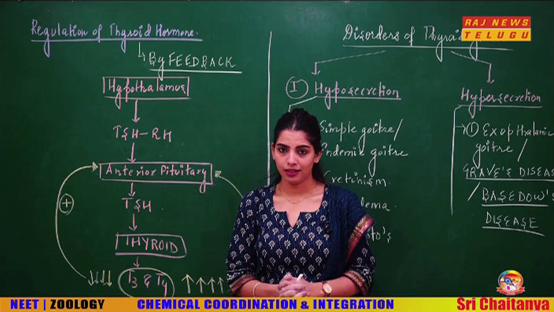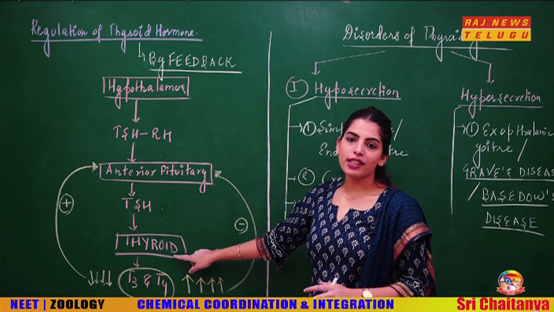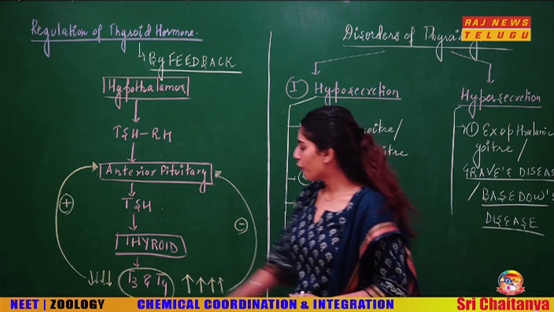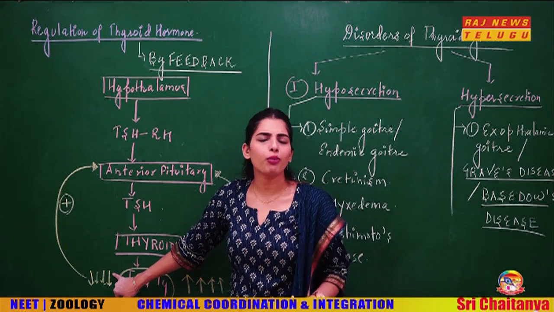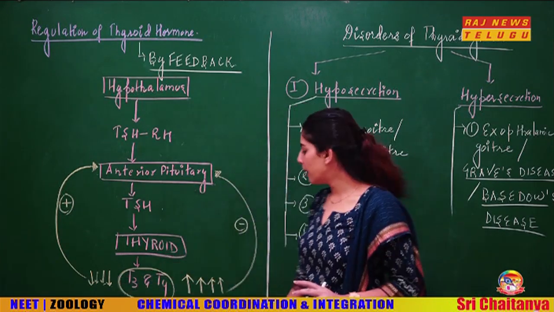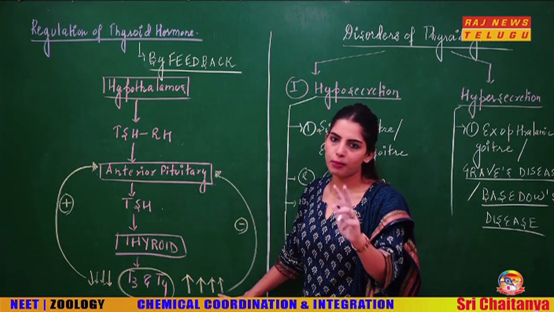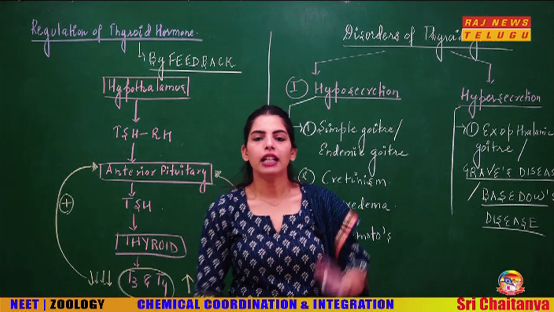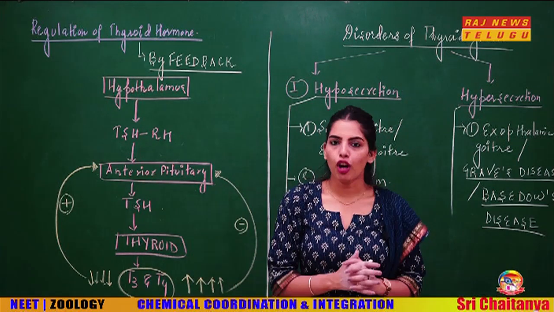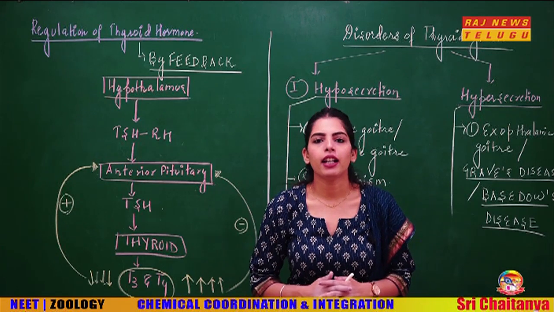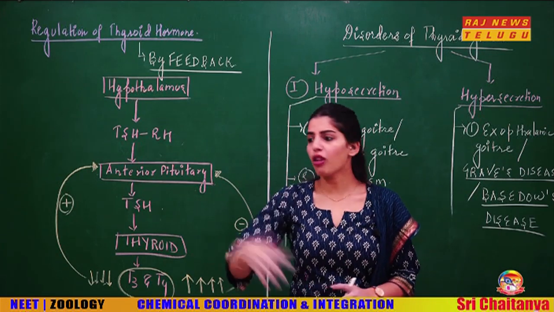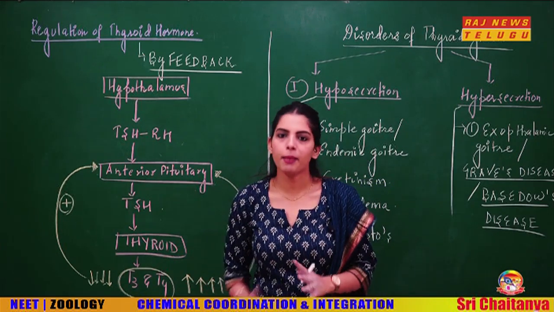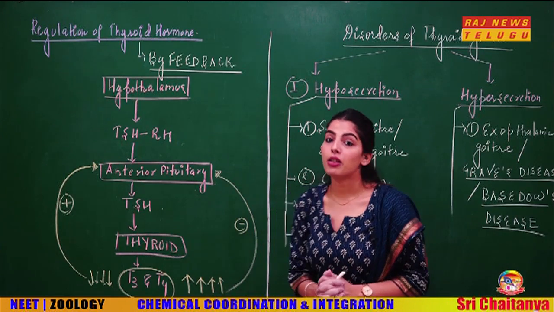What is this feedback? Once your thyroid hormones are released by the thyroid gland, there are two possibilities. One possibility is that the amount of thyroid hormone is less in your body. The other possibility is that the amount of thyroid hormone is more. Is it clear? Two conditions are there. One is less amount of thyroid hormone. The other one is more amount of thyroid hormone. But students, anyway, there would be a regulation. It's not like that if thyroid hormone is more, it is continuously going to be more until and unless there is a problem, okay? So we'll see what the regulation is.